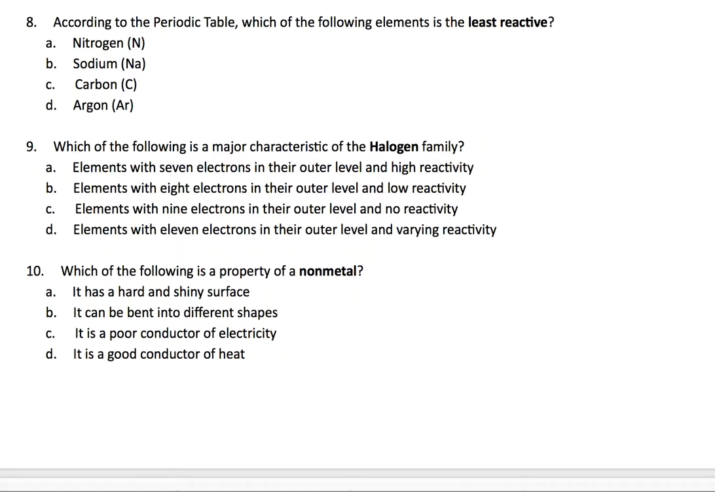Question 10. Which of the following is a property of a nonmetal? A, it has a hard and shiny surface. B, it can be bent into different shapes. C, it is a poor conductor of electricity. D, it is a good conductor of heat.